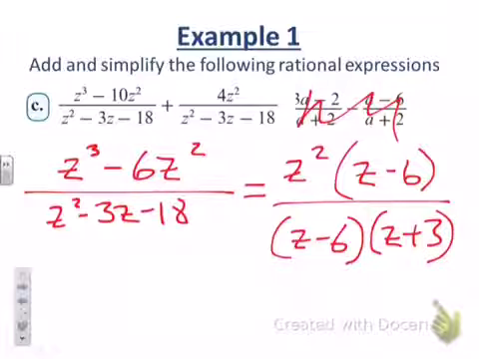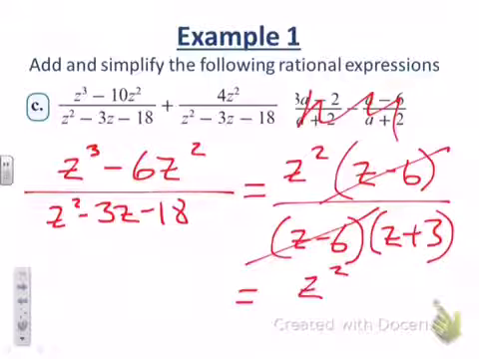Now, the z minus 6s can cancel because they're common factors. So z squared over z plus 3 is what we have.